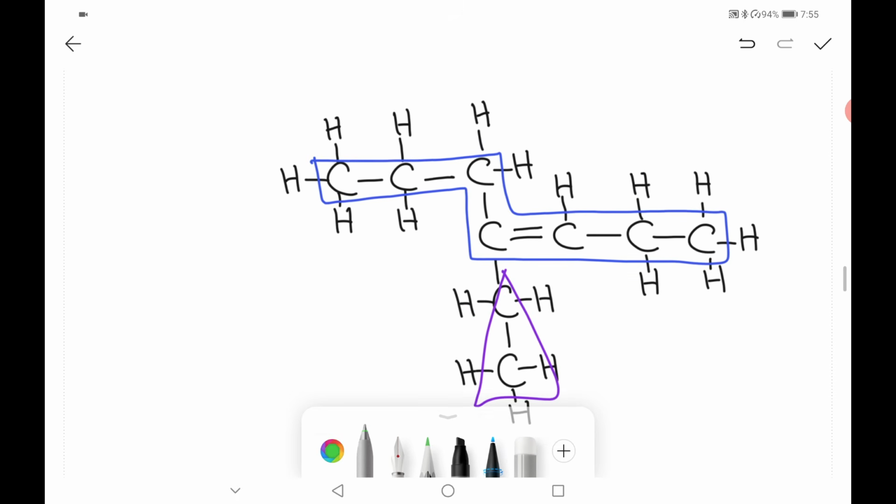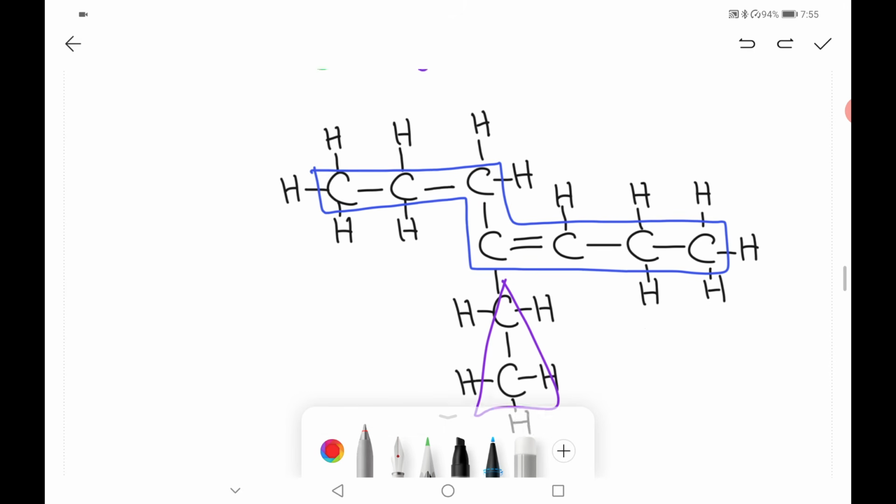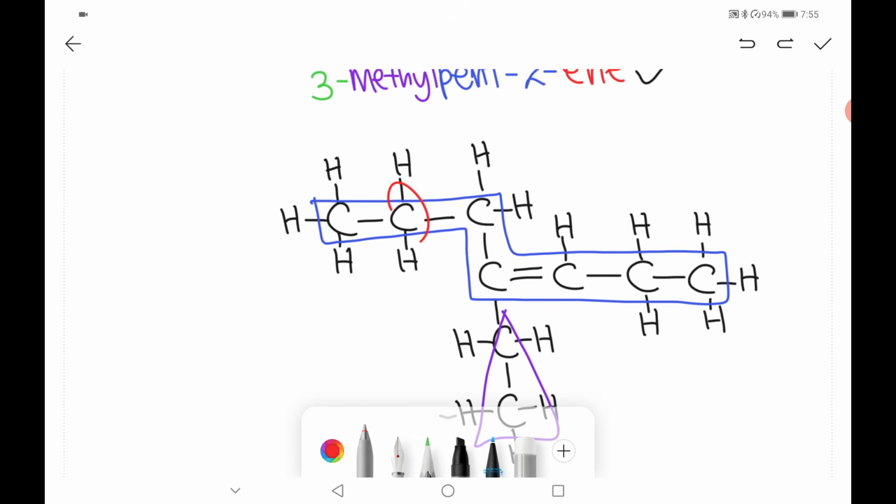Okay, so now let us count from both ends. We count from left to right and right to left. If I count from the left to the right, this is carbon number 1, this is carbon number 2, this is carbon number 3, this is carbon number 4, this is carbon number 5.